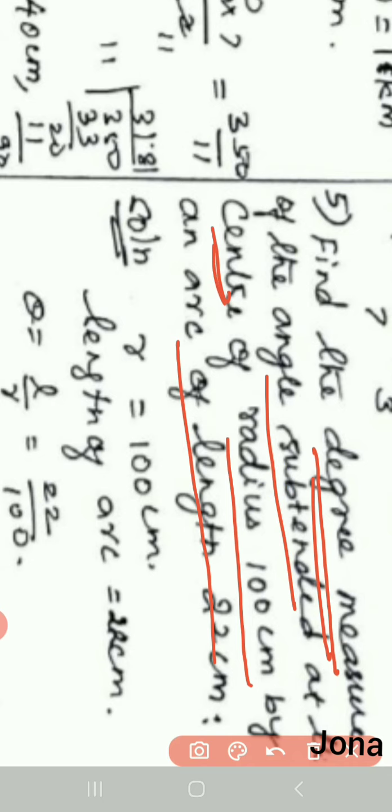Okay, so first thing I want to write what are the things given in the problem there. That R is given and then length of arc is given. So we can find the angle there, angle theta equal to L by R. So I can write this 22 by 100. I want to convert this into radian, isn't it? So I can convert this angle theta equal to 180 into this.